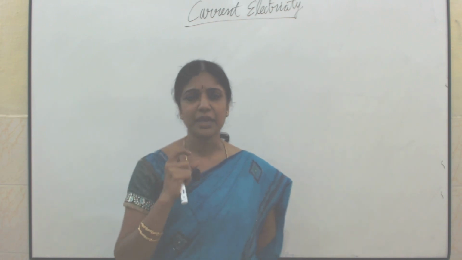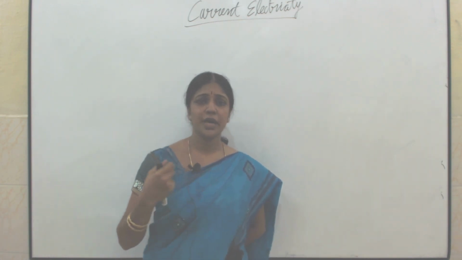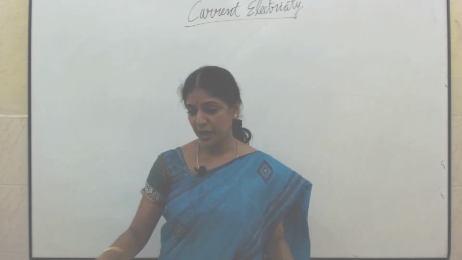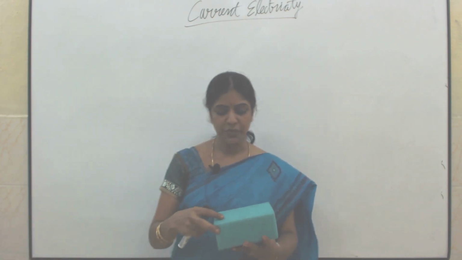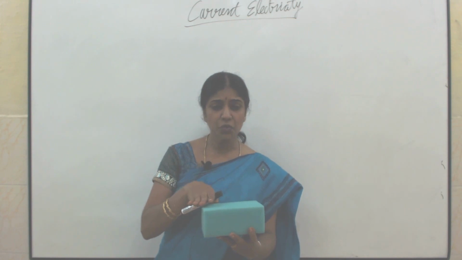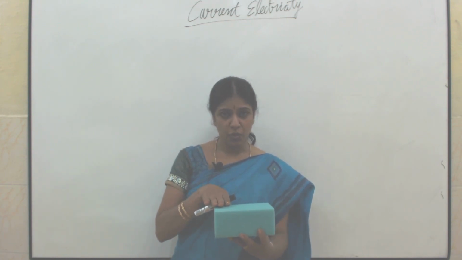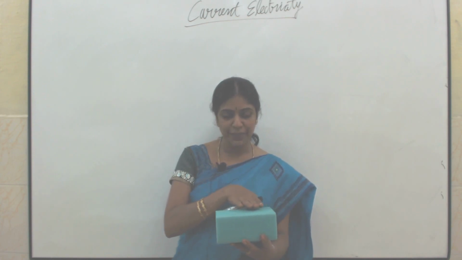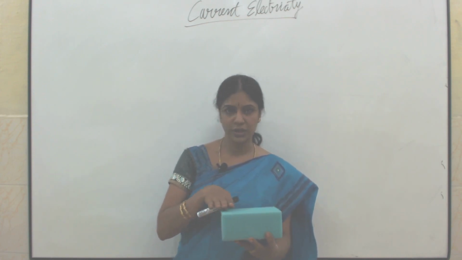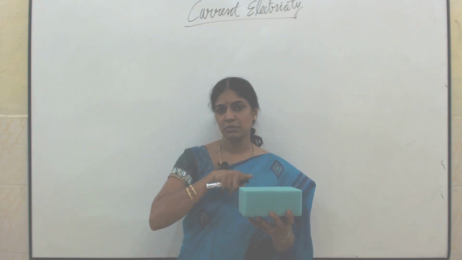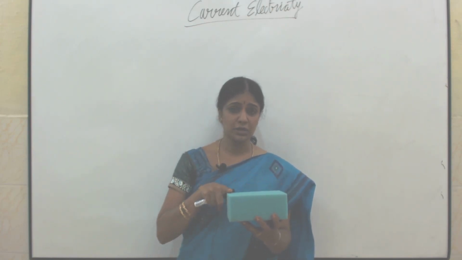Now, how can I make a charge move? How can I make a charge flow in a specified direction? See here, for example, this is a lake. Here water is there. I want to make the water flow. What can I do? Here the base of the river is exactly horizontal. Will the water flow from this end to this end if the base is exactly horizontal?